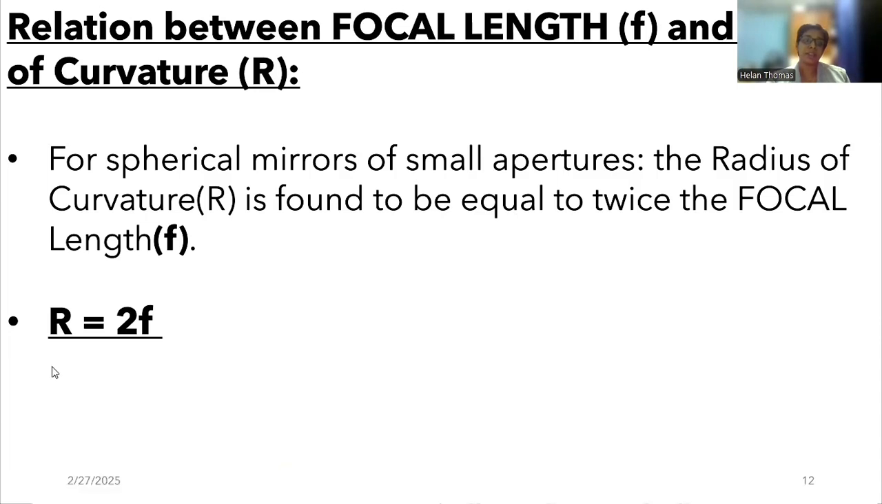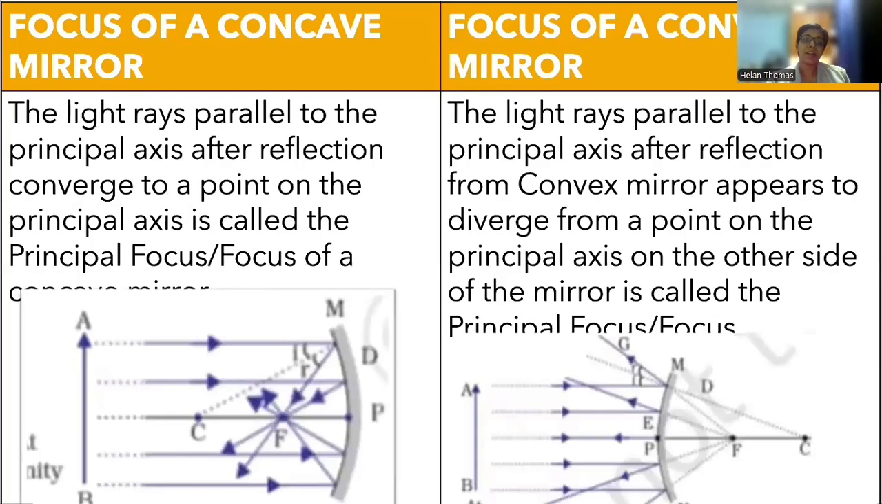If you look into the pictures, you have seen that F lies midway between C and P, right? So here also the same. Between P and C, F lies in the midway. So PF is small f. Though the focal length f is half the radius of curvature, R is twice the focal length.